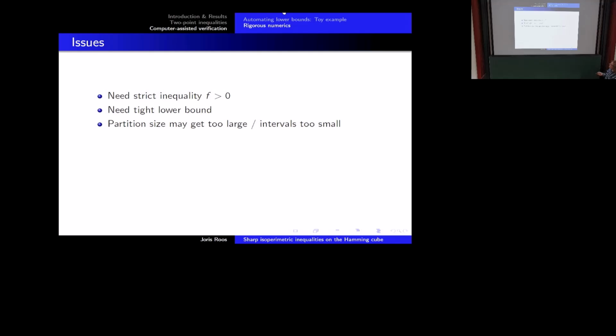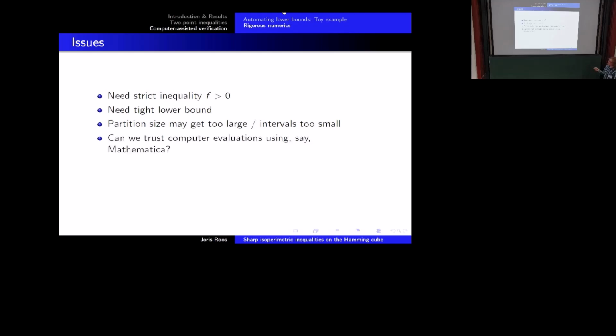You can get it. And then another problem, if you are lazy in making the tight lower bound, you just use monotonicity a bit too greedily, then maybe this partition exists, but maybe it's beyond machine precision. Maybe it's a too large partition to store in the computer, maybe the intervals are too small, so you run into issues of making this practical.